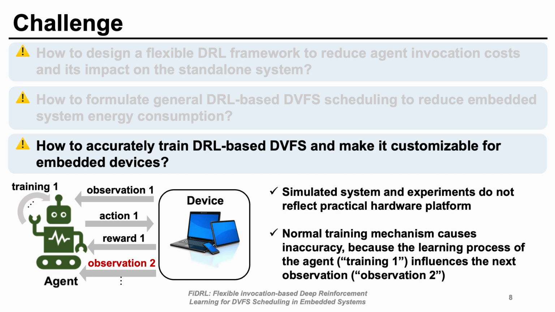Another challenge is to train the DRL-based DVFS. Only simulated systems do not reflect the practical hardware platform. We should think about a practical way to well-train the agent, because the normal training way causes inaccuracy, as the left figure shows. The learning process of the agent influences the next observation of the environment, which means the training 1 process influences the next observation, which is observation 2 here, making the training not perfect.